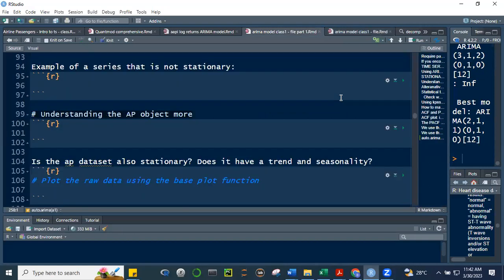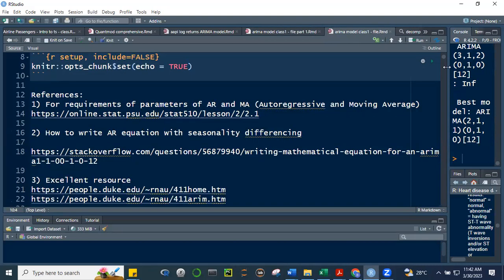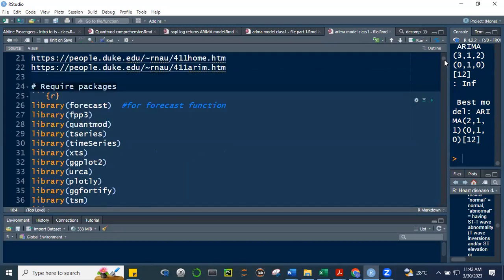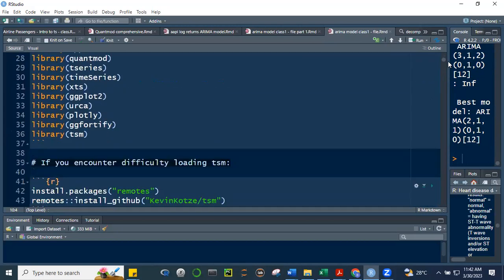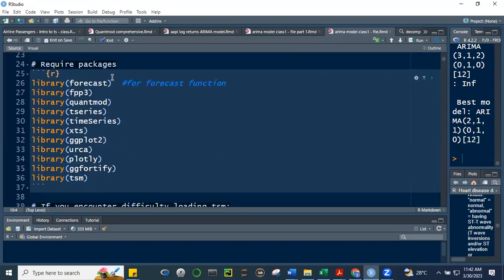Okay, the packages that we're going to use are, okay. So I gave you a file that has, some have answers, some do not have. Okay, this one I shared with you. The packages that we're going to use are forecast, FPP3, quantmod, tseries, time series. So these packages have capabilities as far as time series is concerned.